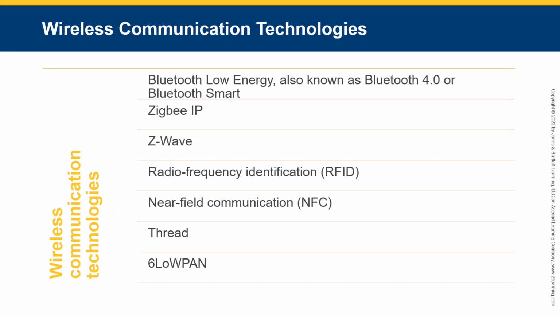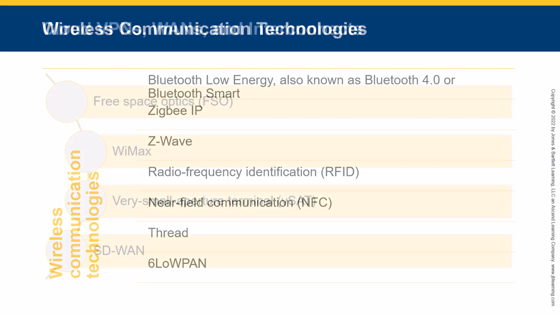And again, there's tons of wireless communications out there. So Bluetooth, Bluetooth Low Energy, Bluetooth 4, Bluetooth Smart, Zigbee, Z-Wave, radio frequency, NFC, Thread. Thread's actually one of the more common ones. 6LoWPAN, low-power wireless personal area networks. That one's always a mouthful. These are all growing technologies. Thread is one of the big ones. That is one of the up-and-coming technologies.